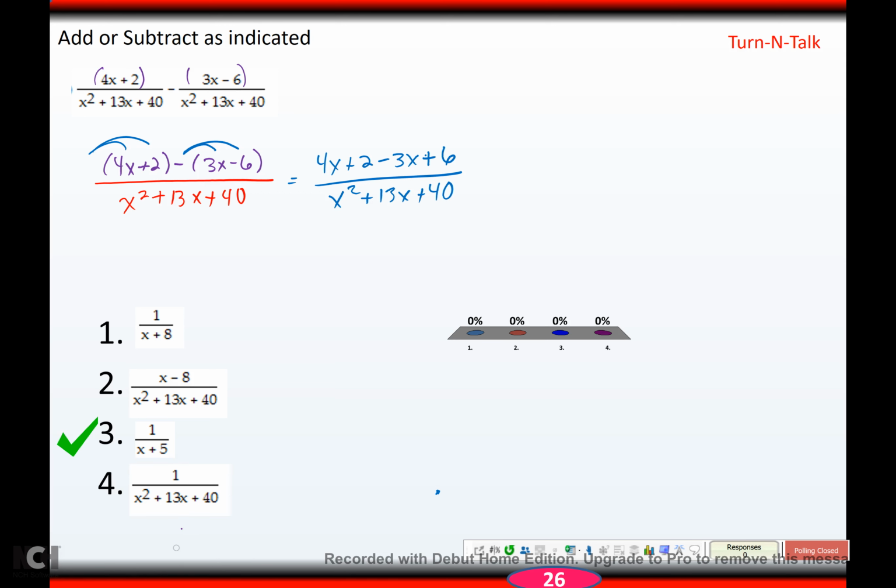On top, combine like terms, I have 4x minus 3x is x, 2 plus 6 is 8. On bottom, this should be an easy factor, because a is 1. So x times x is x squared. Factors of 40 that would make 13 would be 5 and 8. Since c is positive, they both get the middle sign. And so I factor the top and the bottom. I can cancel the x plus 8's, which leaves 1 over x plus 5. Okay?